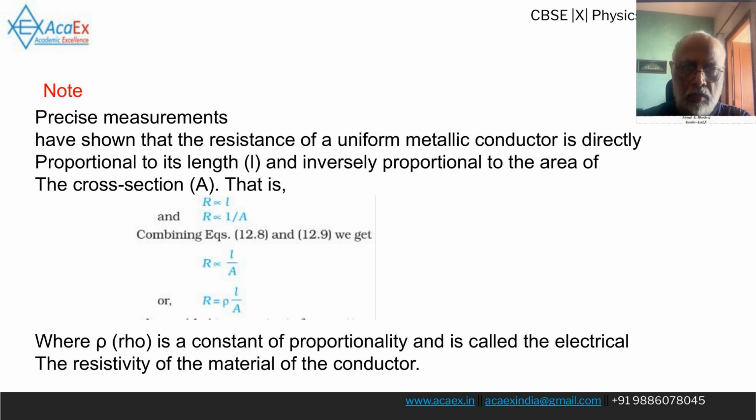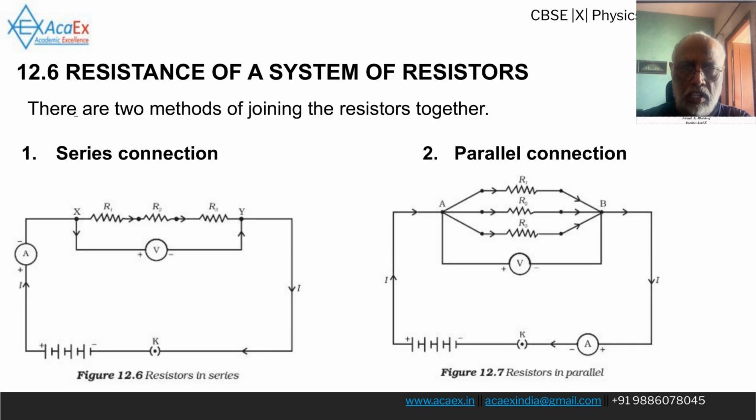Mathematically, the relationship between resistance and these factors is as follows. Resistance, R, is directly proportional to its length, L. Resistance, R, is inversely proportional to the cross-sectional area, A. Combining these gives us the formula, R equals rho times L divided by A. In this formula, rho is a constant of proportionality known as the electrical resistivity of the material.